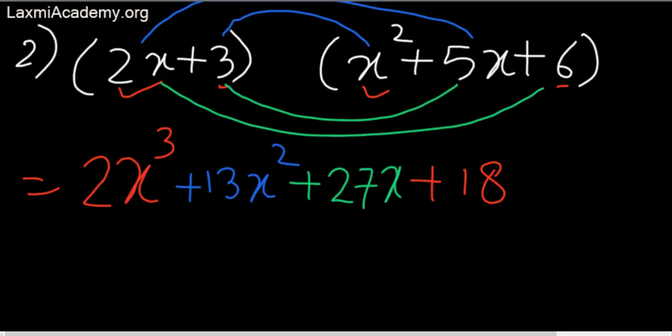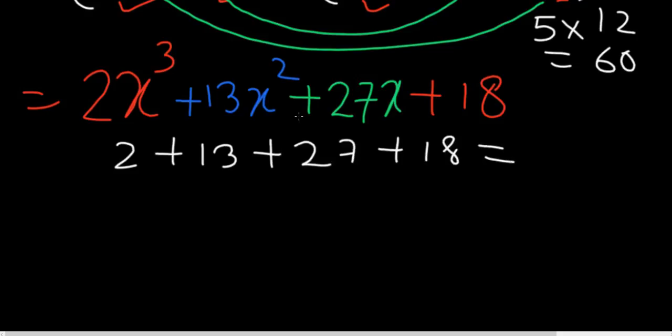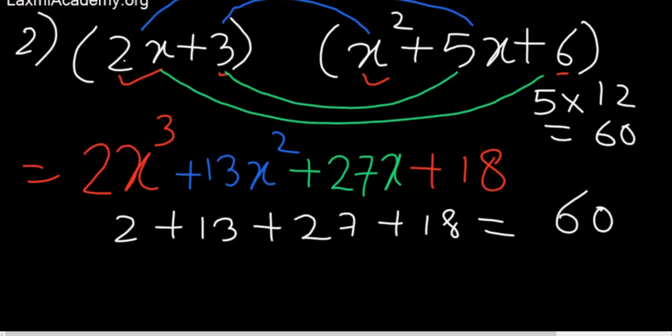Now let's use our substitution method to check the answer. 2 times 1 is 2, plus 3 is 5, times 1 plus 5 is 6, 6 plus 6 is 12. So 12 times 5 is 60, right? Now let's substitute 1 here. 2 plus 13 plus 27 plus 18. So 2 plus 13 is 15, 15 plus 27 is 42, 42 plus 18 is 60. So we got the answer right.